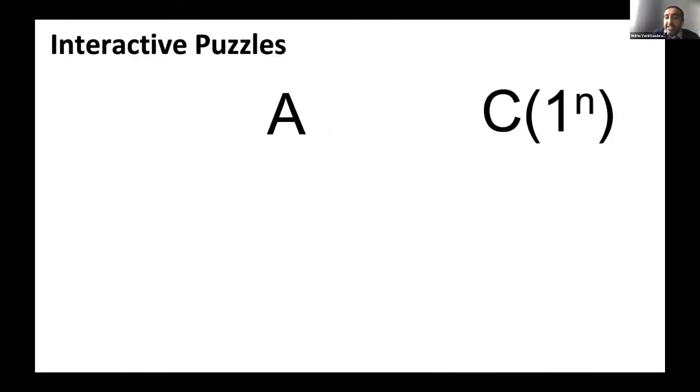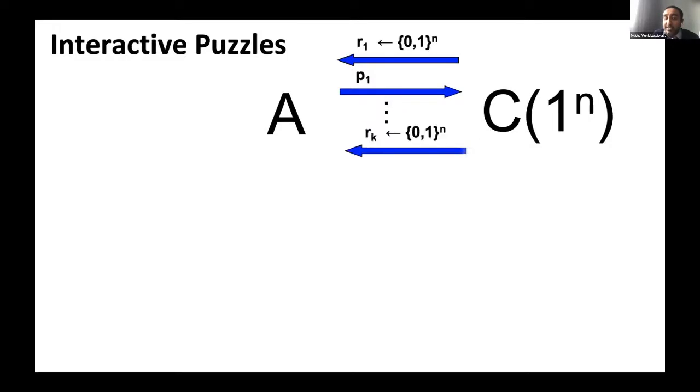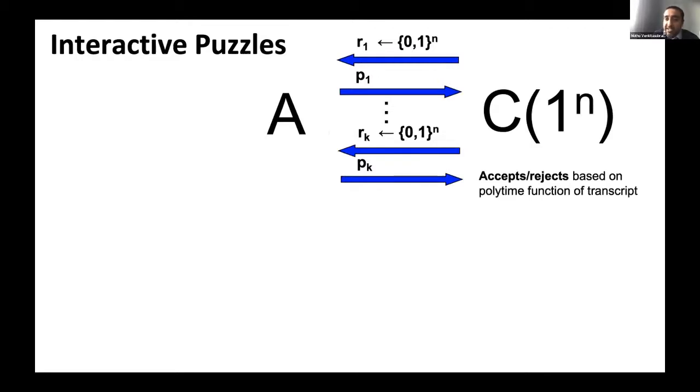You think of it as an interaction between a challenger and an attacker. It's an interactive process where in each round, the challenger produces random coins, followed by the attacker giving a response. And finally, the challenger applies some polynomial time function on the transcript to accept or reject.